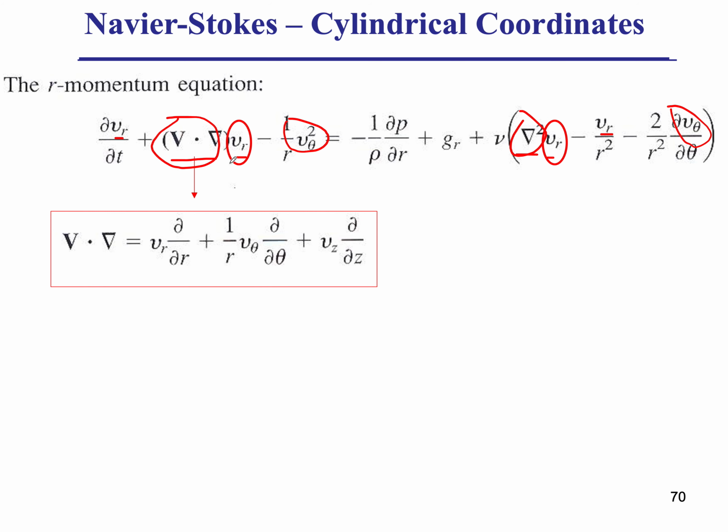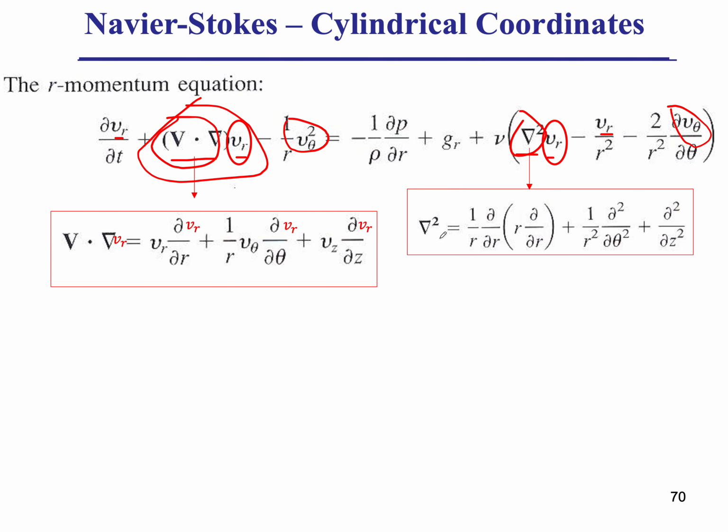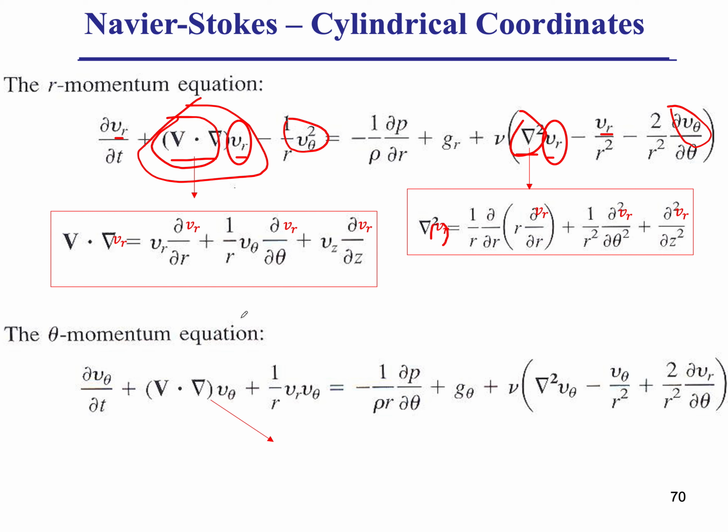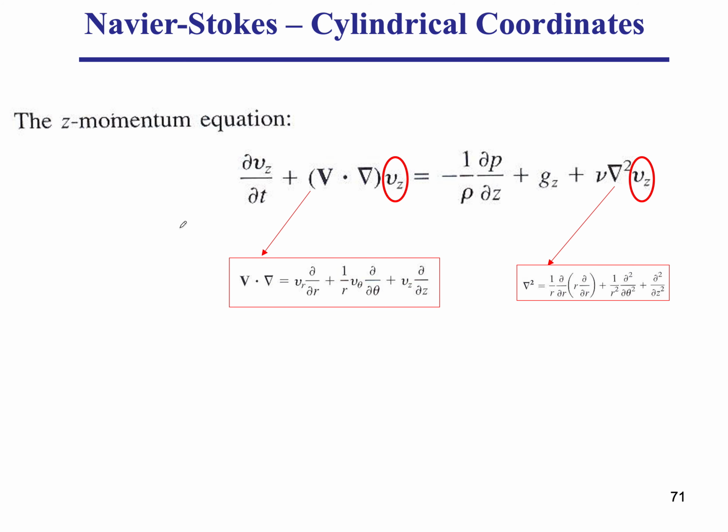And the V dot del operator is so. If you have it operate on Vr, you plug in Vr, and this whole term is actually all those three terms. And same thing for the Laplacian operator. If it operates on something, and that something in our case is the Vr, you plug in Vr and you get so. So that's the r momentum, and the theta momentum in a similar fashion. That's what it looks like.